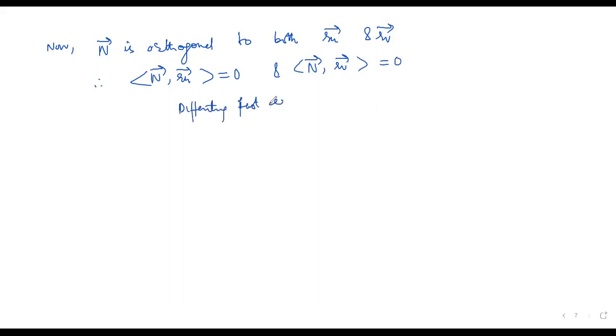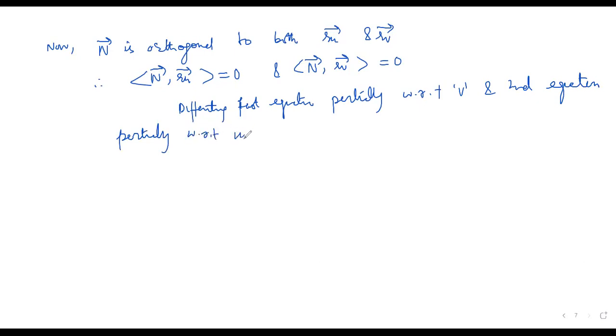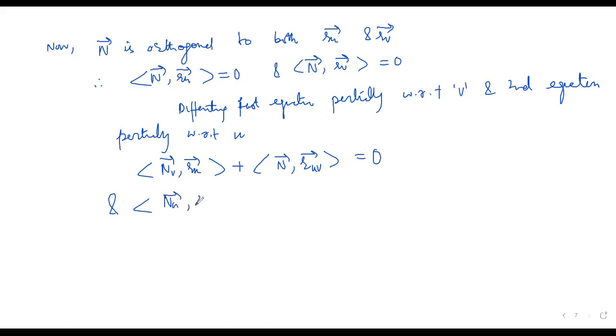the first equation, the first one of these, partially with respect to v, and the second equation partially with respect to u, I should basically get, using the product rule because it's a dot product. The first one, which I differentiated with respect to v, gives n_v · r_u + n · r_uv, which should be 0, and the second I will get n_u · r_v + n · r_vu is equal to 0.